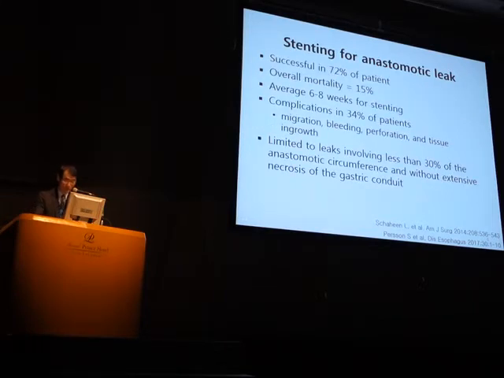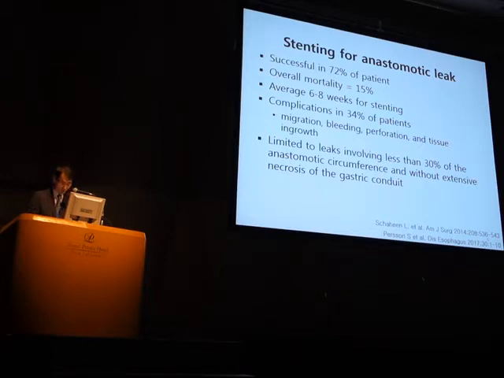In a systematic review, endoscopic stent insertion for management of anastomotic leak was successful in 72% of patients. However, overall mortality was 15%. The average time for stenting is 6 to 8 weeks. Stent-related complications occurred in 34% of patients, which include migration, bleeding, perforation, and tissue ingrowth.